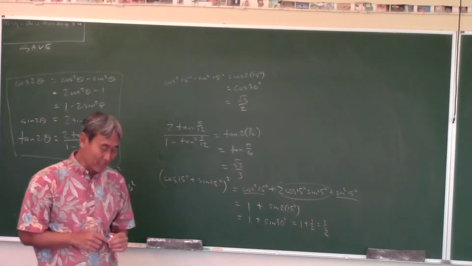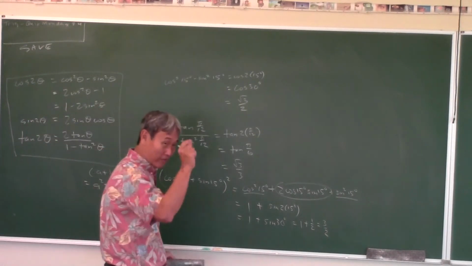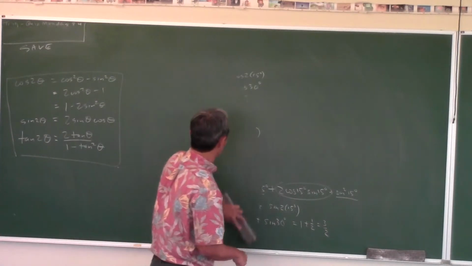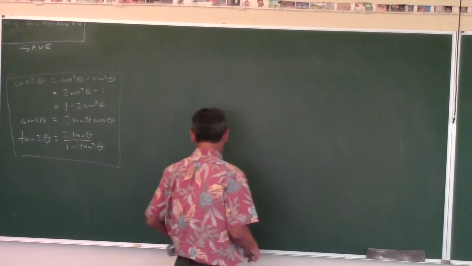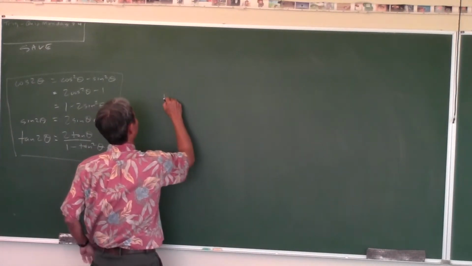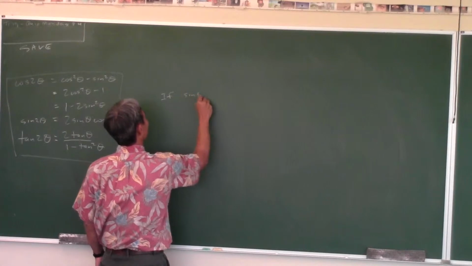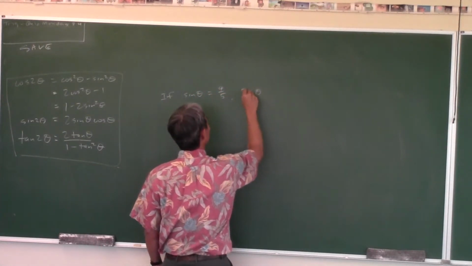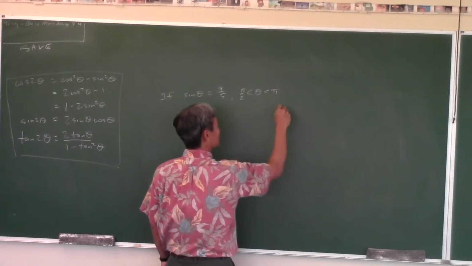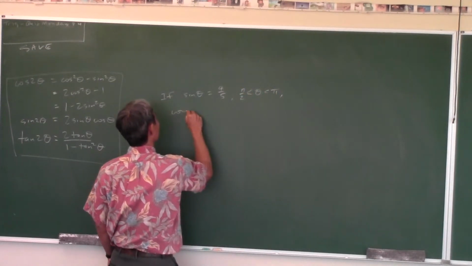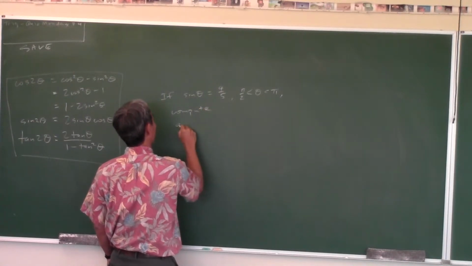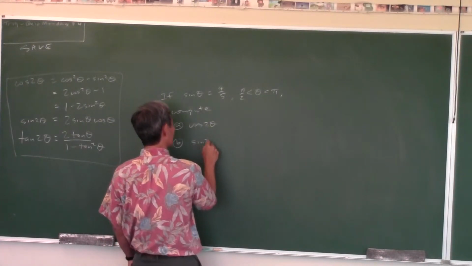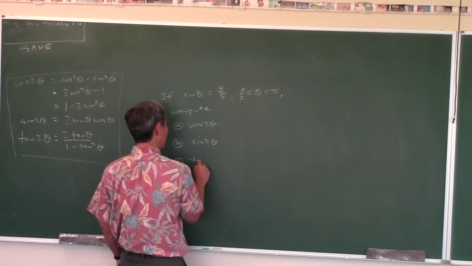Now, another problem you're going to see is where you're going to draw the triangle in the proper quadrant. I'm going to erase this. I'm going to leave the identities up so you can see them. Something like this. If sine of theta is equal to 4/5, and theta is between pi over 2 and pi, which means in the second quadrant, compute A, cosine 2 theta, B, sine 2 theta, and C, tangent 2 theta.